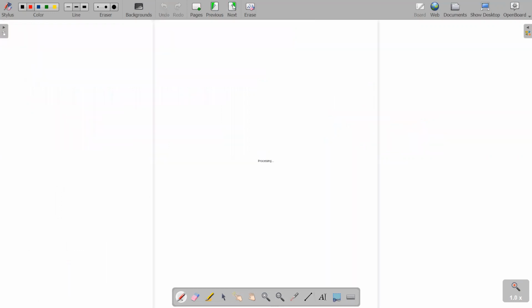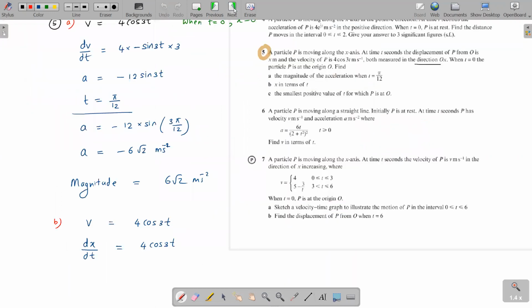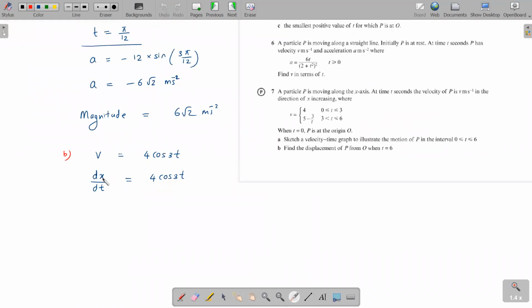So instead of directly going with the integration sign, I will use velocity as dx by dt. And then we can bring the dt to the other side. Okay, so look at this. I'll bring the dt to the other side. So dx equals, what do I get here? 4 cos 3t dt. Can you see? On this side, you have everything with respect to t. This side, you have everything with respect to x.